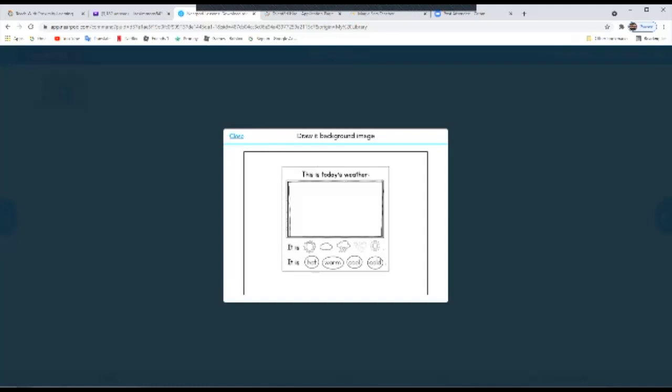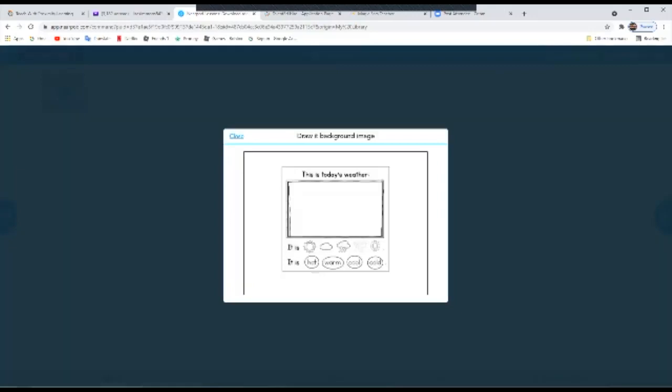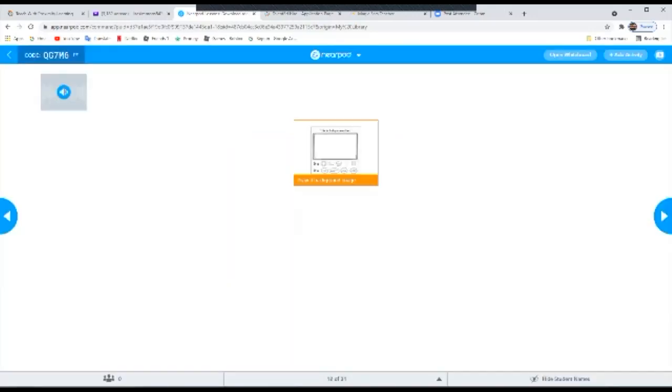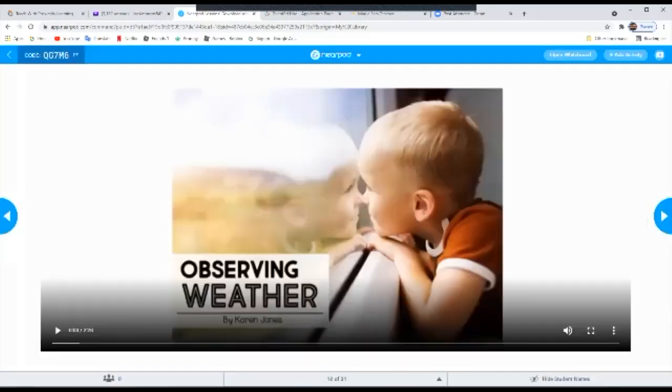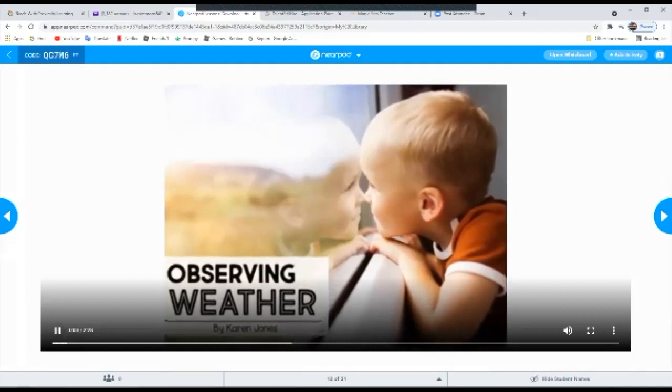Okay, everyone working in the Nearpod. When we're finished, we can share. Okay, we're moving along to our video, Observing Weather. We are going to read a book called Observing Weather.